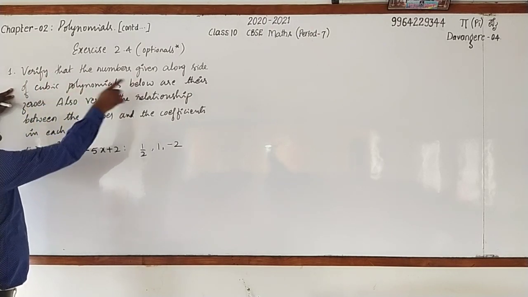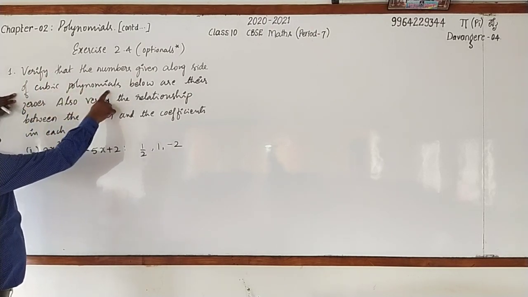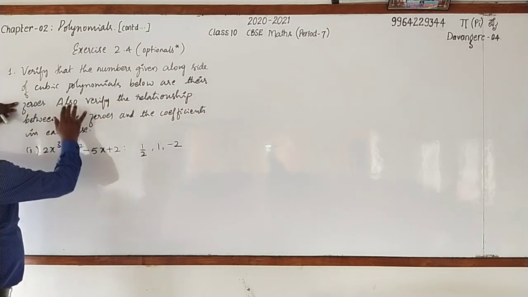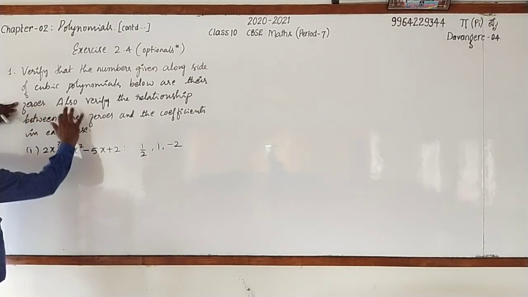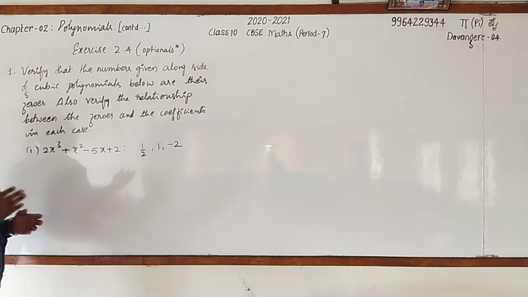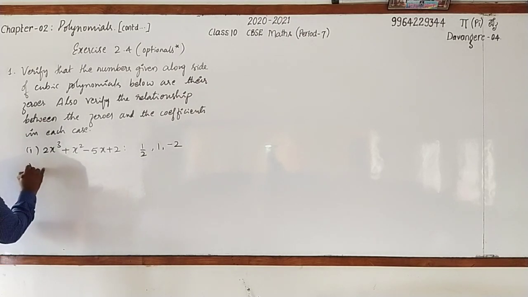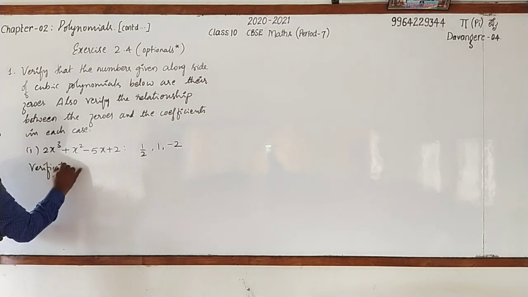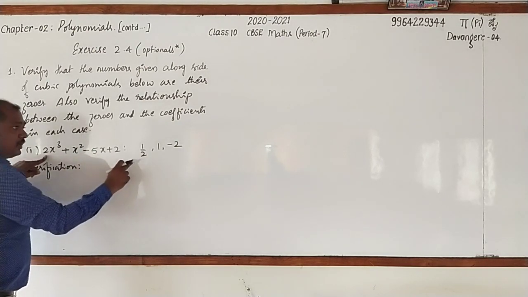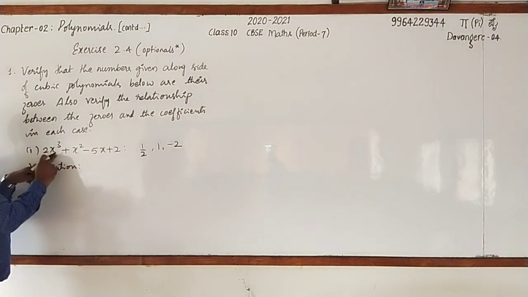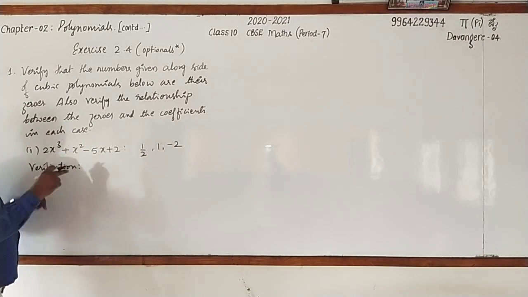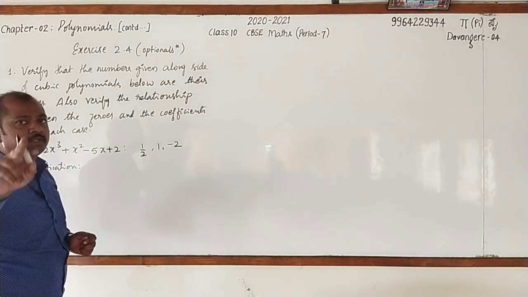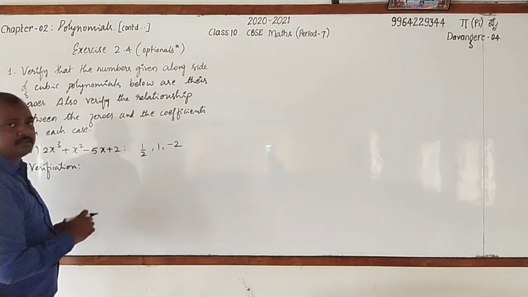Verify that the numbers given alongside of cubic polynomials, they are the zeros. You have to verify whether these numbers are zeros of this cubic polynomial. Also, verify the relationship between the zeros and the coefficients. Clear? How do you verify? In case of verification, first you are going to check whether these numbers are the zeros of this polynomial. It means when you substitute each of these numbers into this polynomial, what should be the value of the polynomial? It should be 0. Then only you can call these zeros.